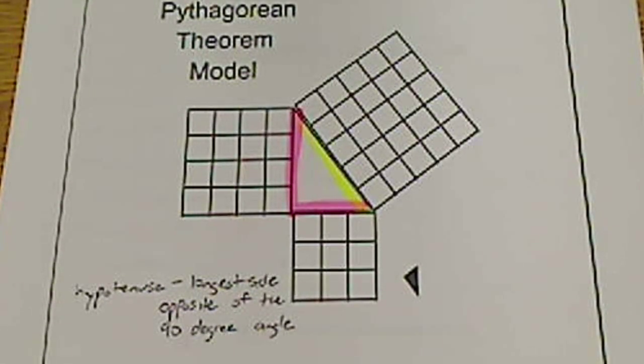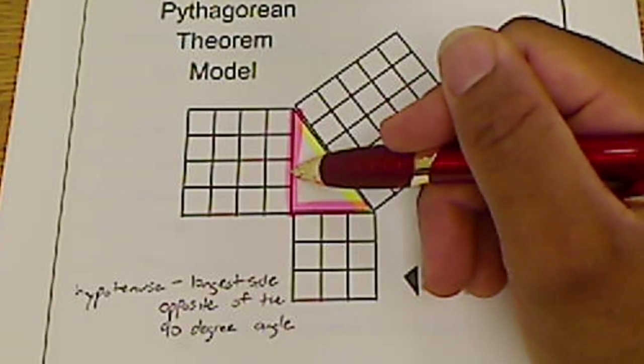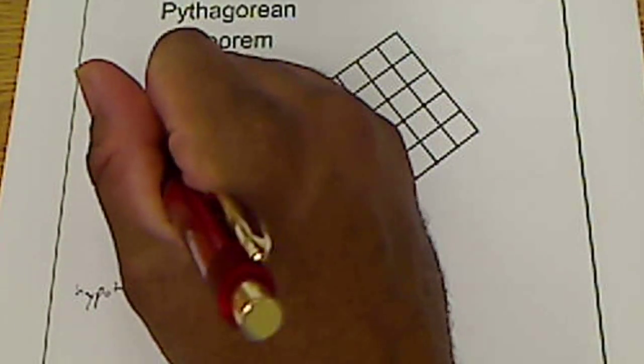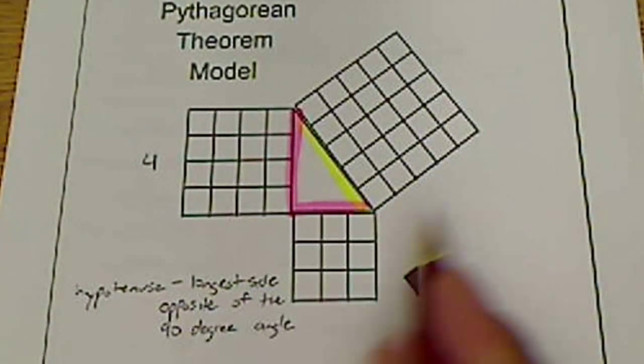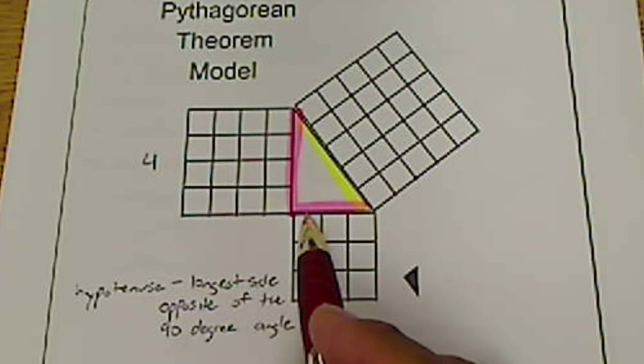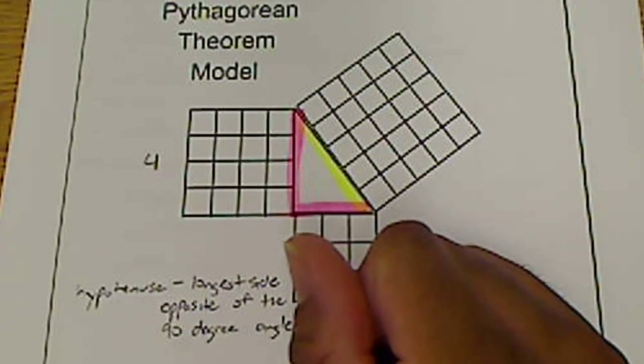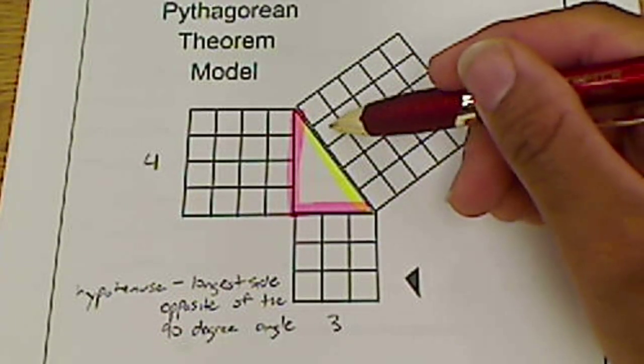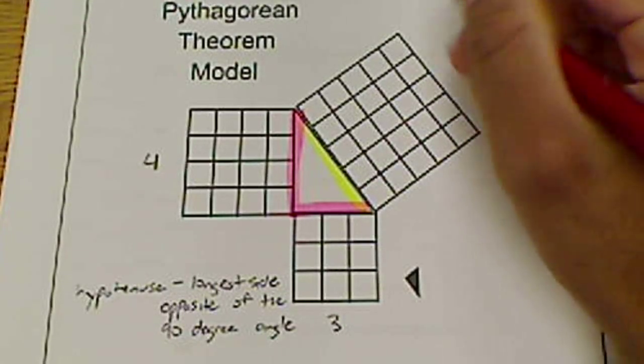Now, one of the biggest mistakes a lot of us make is not understanding whether they're asking for the area or for the length. If we're talking about the length of this side, I count 1, 2, 3, 4, so that length is 4. This length right here is 3, because I count 1, 2, 3. And this length right here is 5: 1, 2, 3, 4, 5.